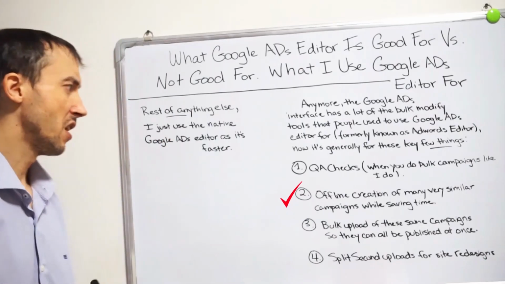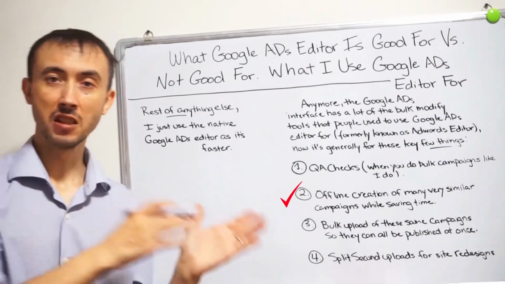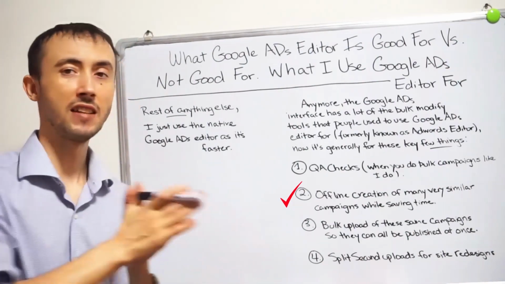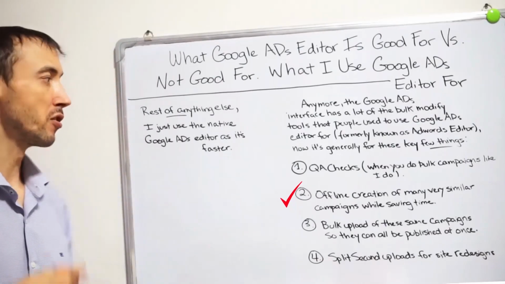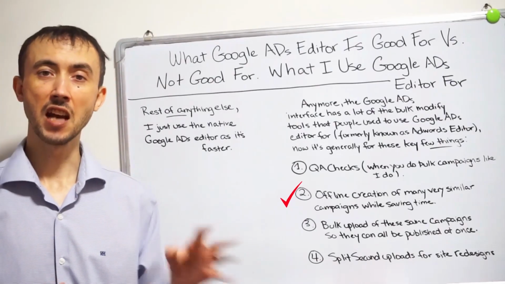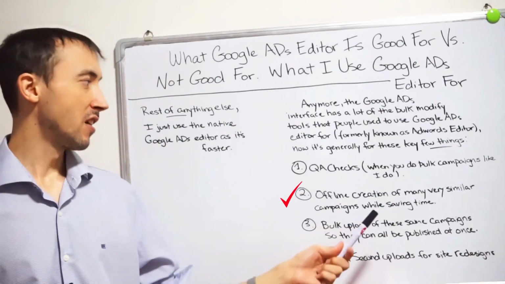Hopefully that makes sense. So whatever you can't necessarily easily copy and paste in Google Ads, through Google Ads Editor you can copy and paste settings from basically anything to anything. There's really no limit to what you can copy and paste there. Okay, so hopefully that makes sense.